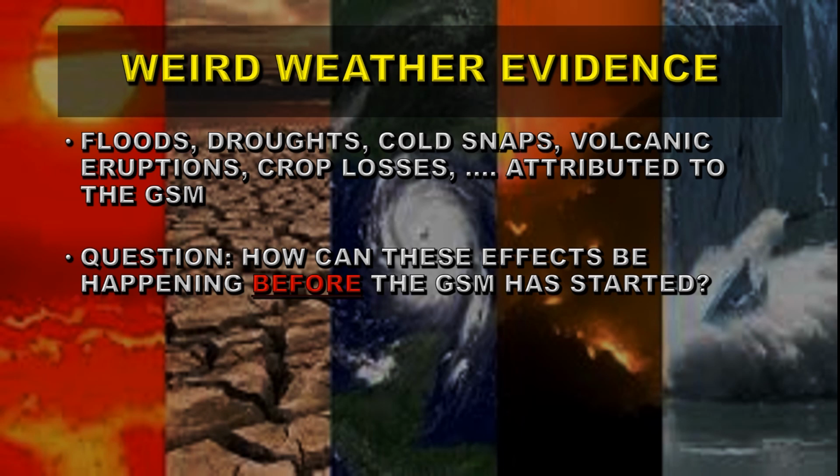Some people like to quote weird weather as evidence for a grand solar minimum. Floods, droughts, cold snaps, volcanic eruptions, crop losses, all attributed to the grand solar minimum. The only problem is, how can these effects be happening before the grand solar minimum has started? We've shown that we aren't in a grand solar minimum yet. In fact, the sun, if anything, is getting slightly more active. Yet they are attributing all these strange things that are going on in the weather to the grand solar minimum, rather than the changes in climate caused by excess greenhouse gases and aerosols in our atmosphere.